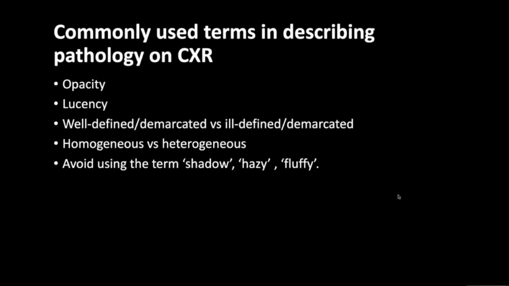When describing a border, for instance, one can use the term well-defined or demarcated versus ill-defined or ill-demarcated. Homogeneous may be used to describe even density of a lesion, and if it's very uneven with a mixture of opaque and lucent areas within, the term heterogeneous may be used. I would avoid less formal terminology such as shadow, hazy, or fluffy to describe pathology.